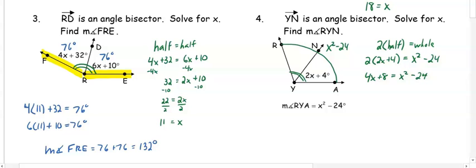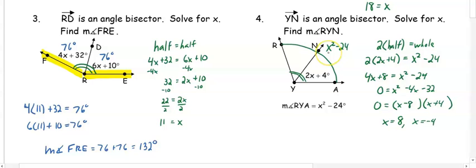Because there's an x squared and an x term, we're going to have to factor. So we want to move over the 4x and the 8. So we get 0 equals x squared minus 4x minus 32. So we need two numbers that multiply to negative 32 and add to negative 4. So we're going to have x minus 8 and x plus 4. Switch our signs, so x is 8 and x is negative 4. Now, when I put 8 into both angles, 8 squared minus 24, and 2 times 8 plus 4 is positive. When I put in negative 4, 2 times negative 4 plus 4 is negative, so that answer is out.